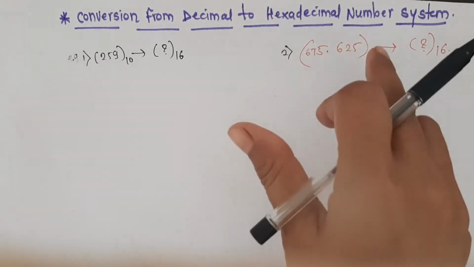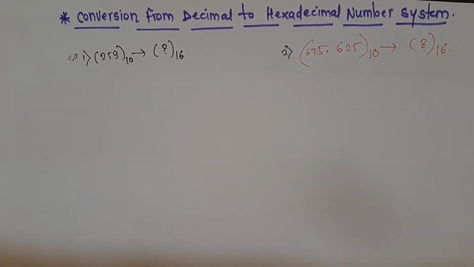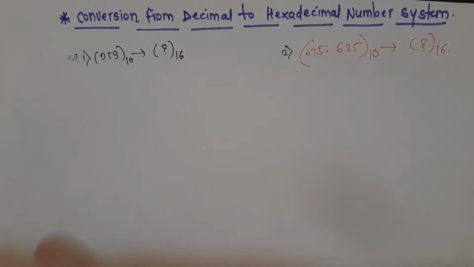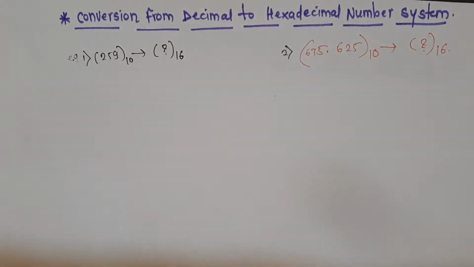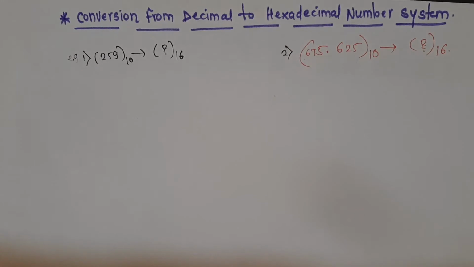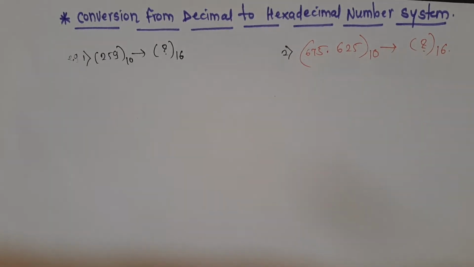In the octal number system, the converting system was octal. That's why the dividing and multiplication factor was 8. The same principle is applied here as we convert a decimal number to the hexadecimal number system. Our converting system is the hexadecimal system, so the base of that system is 16. That's why we are taking the dividing and multiplication factor as 16.